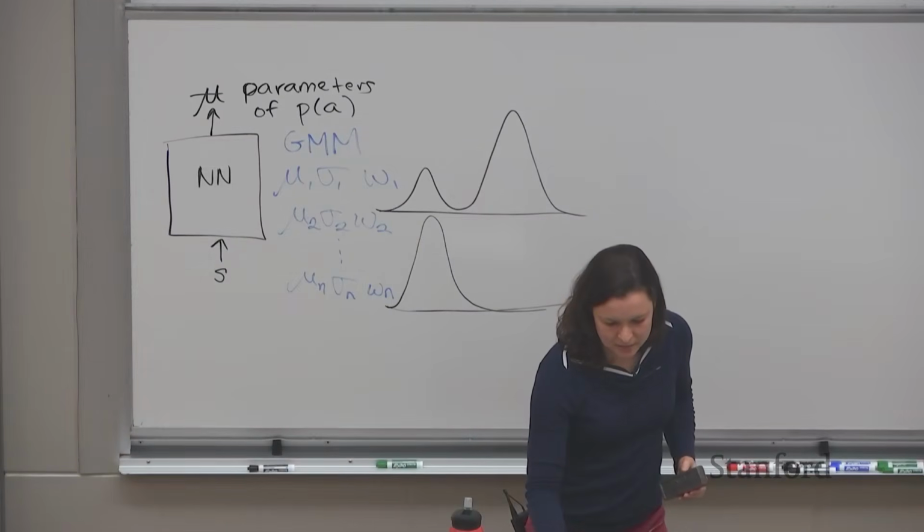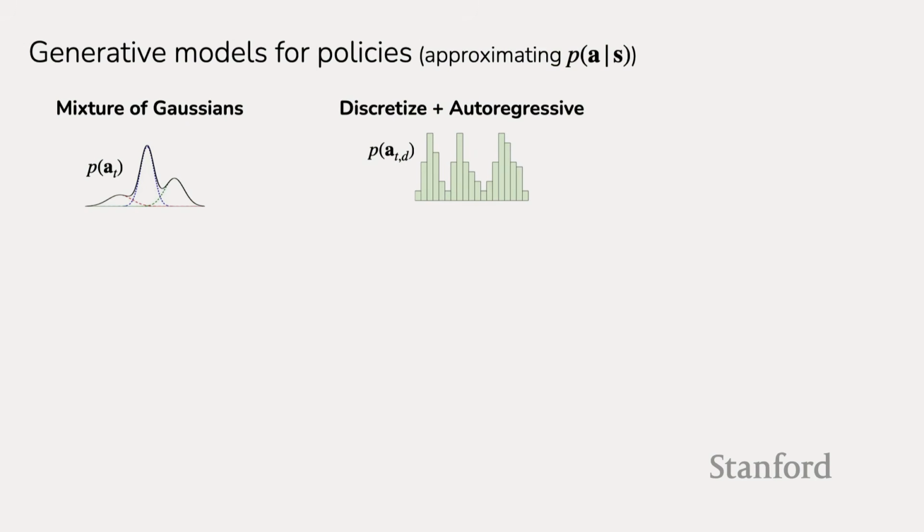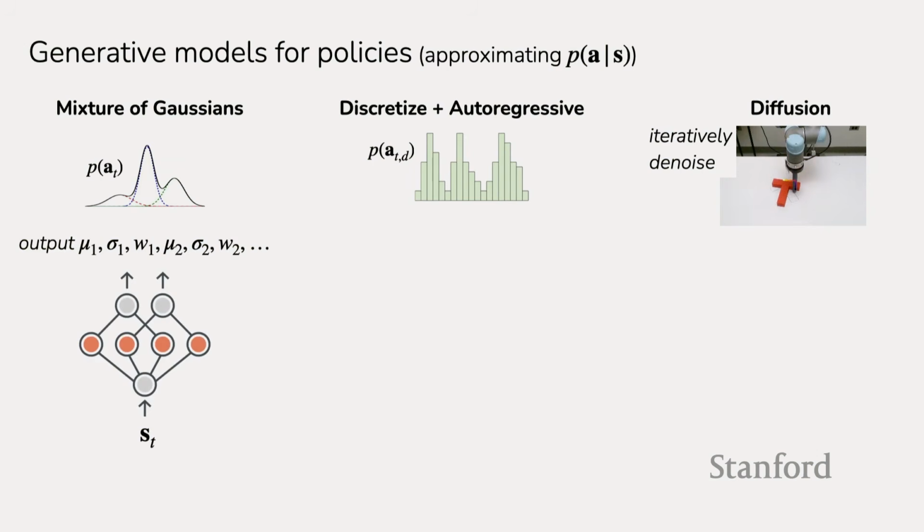Okay. And then there are two other examples of generative models that we could use. The second one is autoregressive, discretized and autoregressive, which is just like language models. And the third would be to use something like diffusion, but diffusion over actions instead of diffusion over images. And so we talked a little bit just now about mixtures of Gaussians, where we'll be outputting basically the parameters of a Gaussian mixture model.